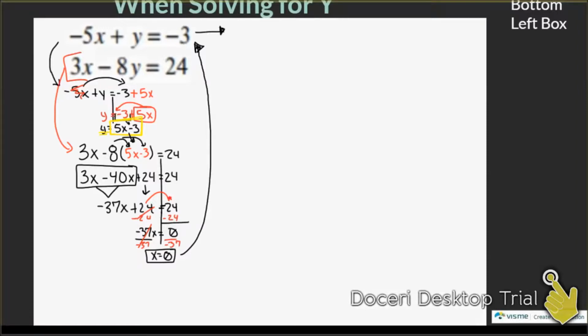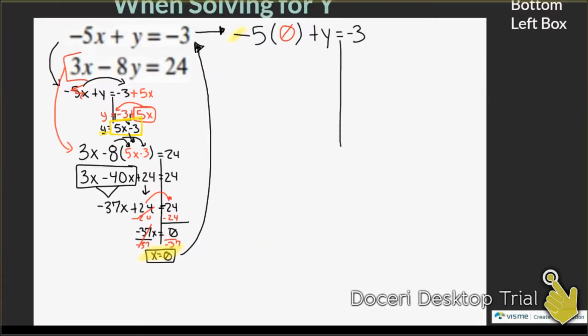Now remember, we already know that x is 0. So when we get to that x, we're not going to write x. We're going to put a 0 in its place. So it would look like this. Negative 5, and then in parentheses, 0, because that's what our x value was, plus y equals negative 3. So now we've substituted back in.